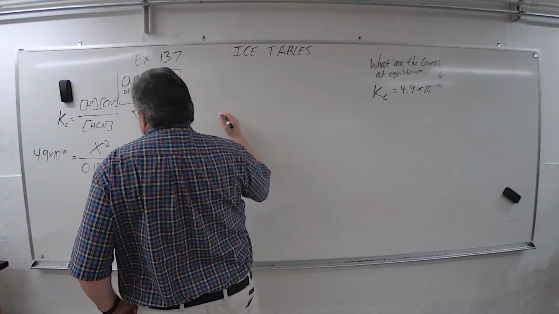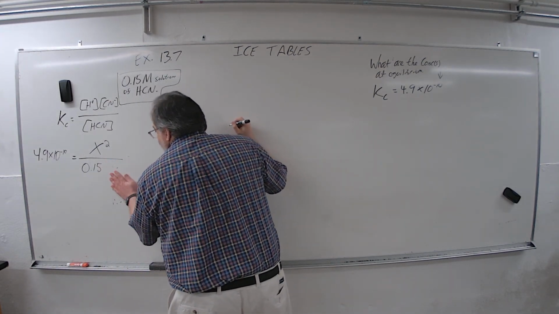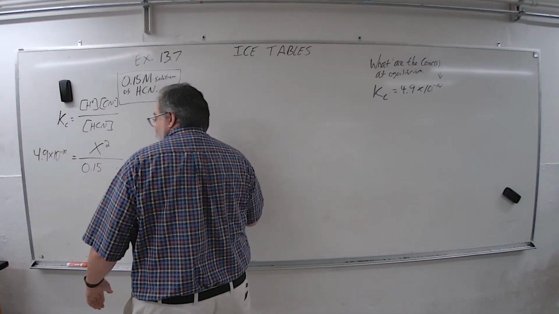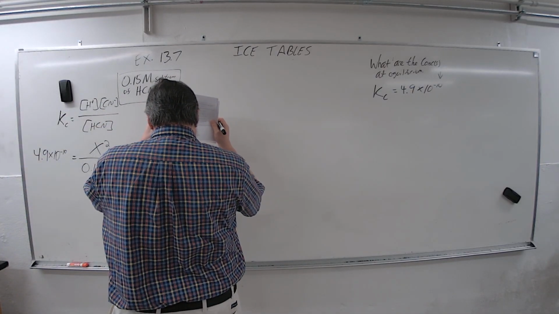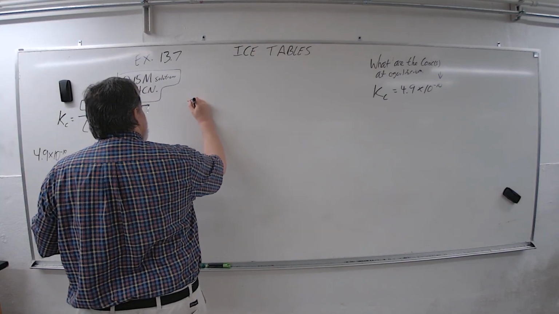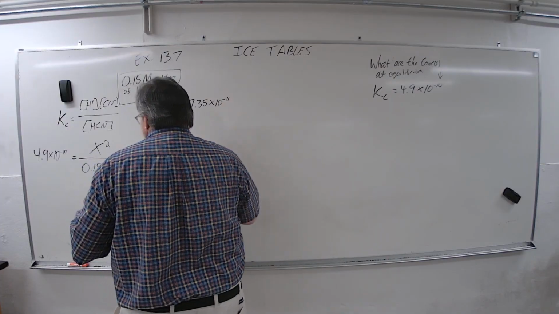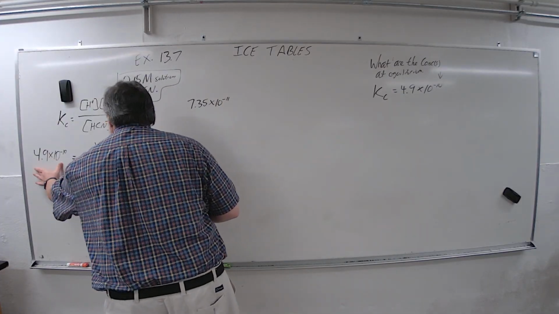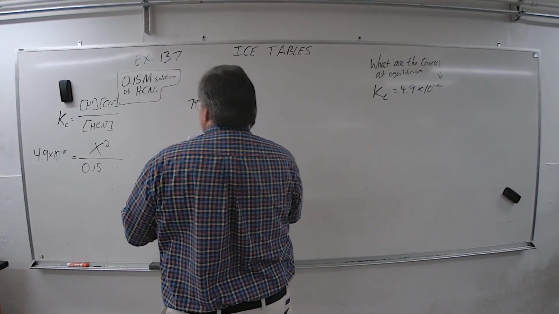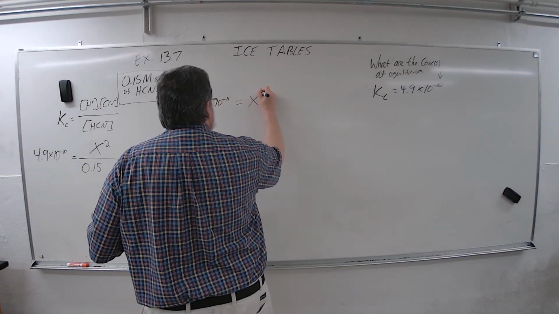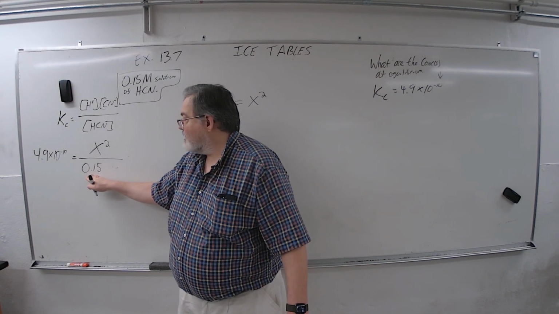So now I'm going to get rid of that. And now it's just 0.15 times 4.9, which was... so 0.15 times this is 7.35 times 10 to the negative 11. So I just multiply both sides by this.